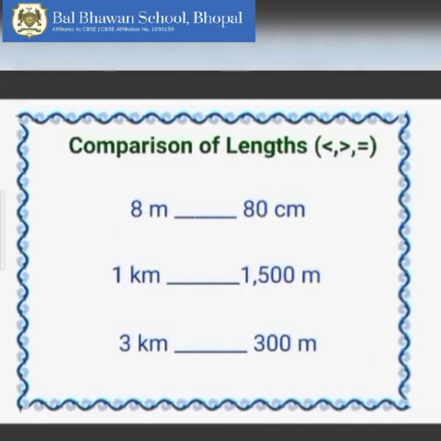Now we are going to learn comparison of lengths using smaller than, greater than and equal signs. Children, we cannot compare two different units. For comparison, we need to convert and make the units the same on both sides. Here in the first comparison, it is given 8 meters and 80 centimeters. To compare these values, we need to make their units the same. So, we are changing 8 meters to centimeters.